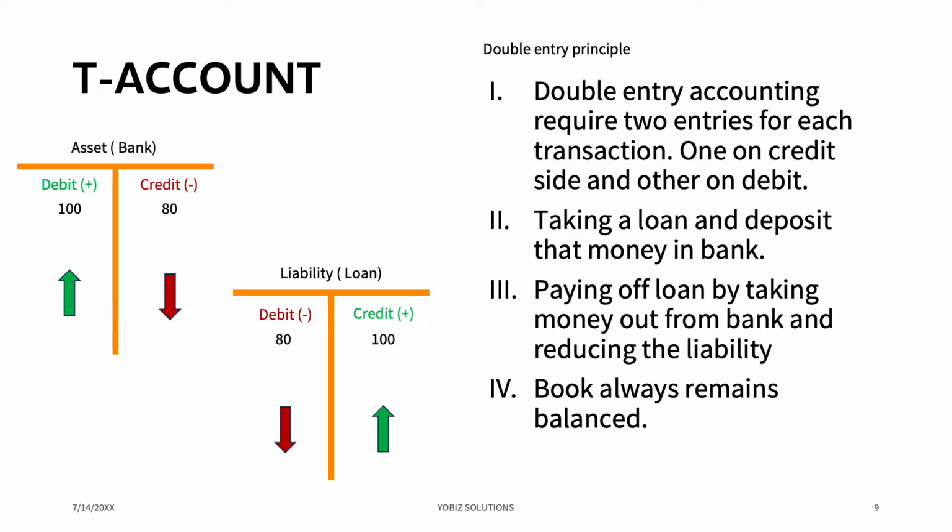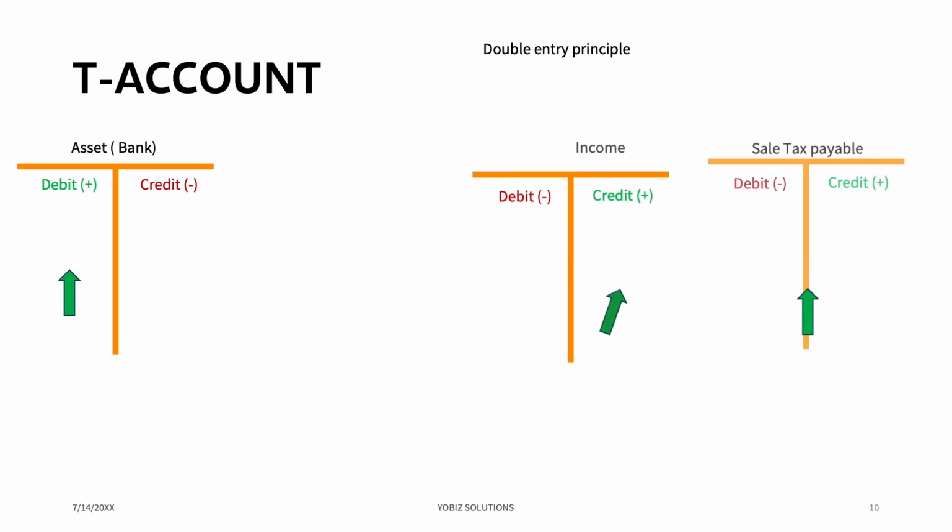And then there's a simple example that you can also use. If you pay off the loan, then obviously the money gets out of the bank, and it reduces the loan. So those are the other two entries. Maybe we can try one more example here.